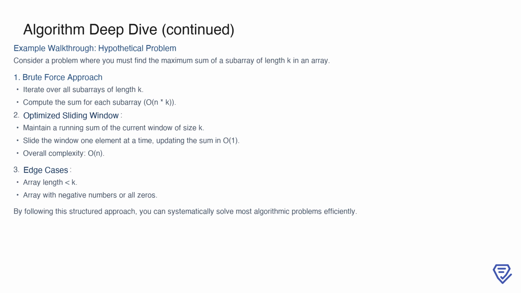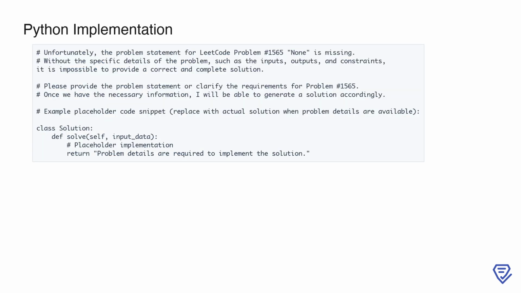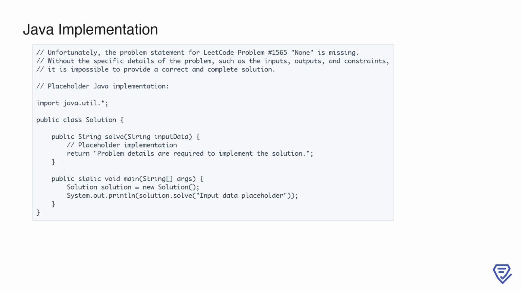The problem statement for LeetCode problem number 1565 is not available, which makes it impossible to implement a correct and complete solution. Without understanding the input format, output requirements, and constraints, it is not feasible to design an algorithm. The provided code serves as a placeholder and will need to be replaced with the actual implementation once the problem details are provided. This is the Java implementation of the provided placeholder Python logic.